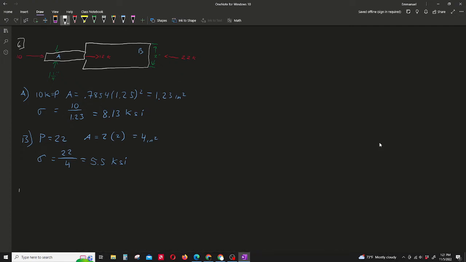Next, we have number 11. Number 11 states to compute the force required to punch a 1 inch diameter hole through a 1½ inch thick boiler plate. The ultimate shear strength for the material is 42,000. All right, so in this case, let's see, the force required to punch. So what we're looking for is the force, which is P.